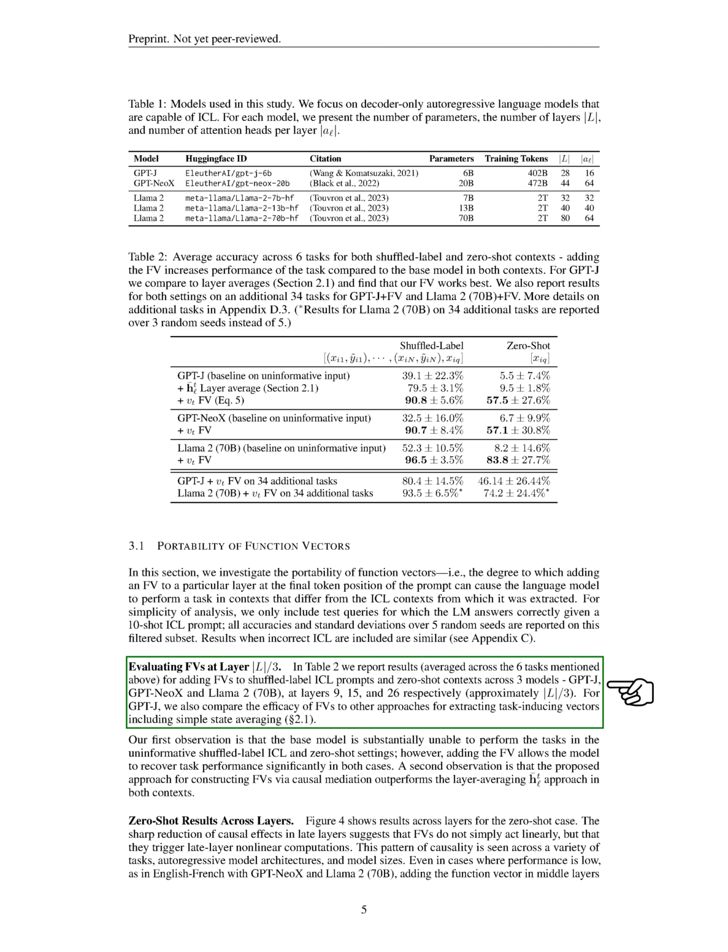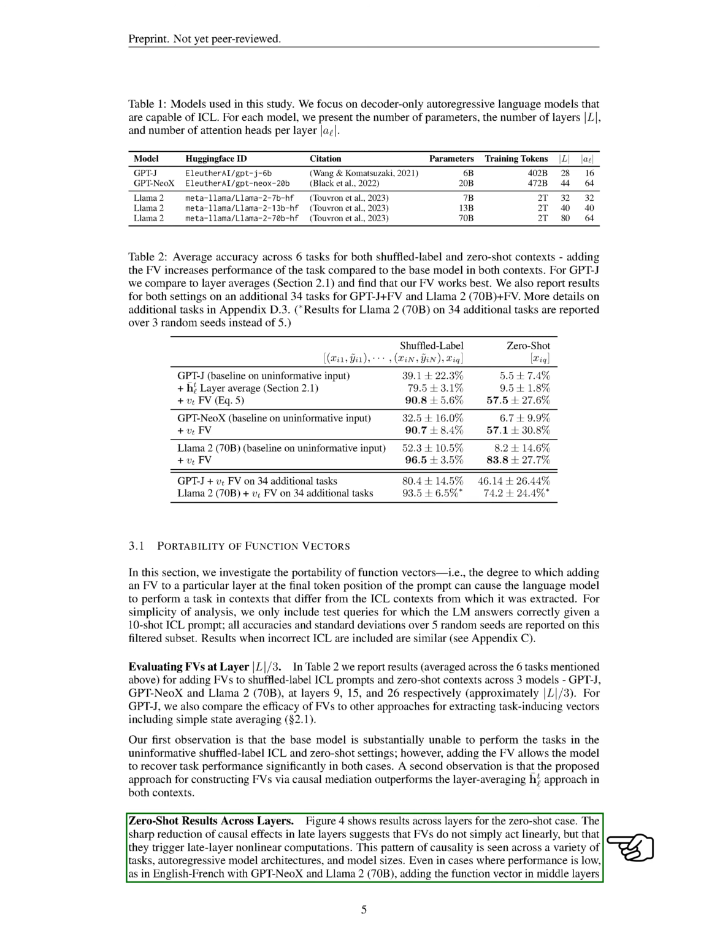We also examined the results across layers for the zero-shot case. The sharp decrease of causal effects in later layers suggests that function vectors do not simply act linearly, but they trigger late-layer nonlinear computations. This pattern of causality is seen across a variety of tasks, autoregressive model architectures, and model sizes. Even when performance is low, as in English-French with GPT-NeoX and Llama 2 70B, adding the function vector in middle layers still results in large relative improvements to accuracy over the zero-shot baseline.